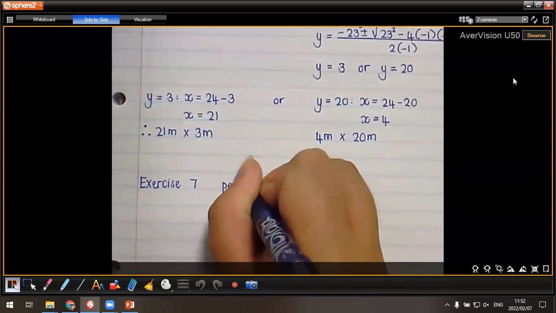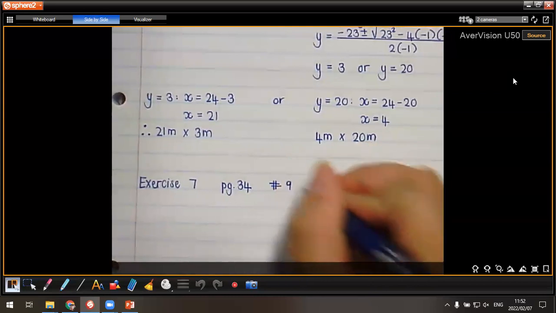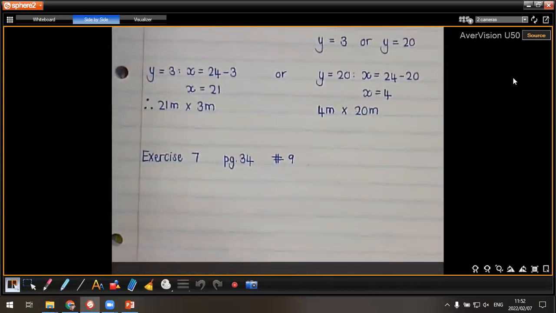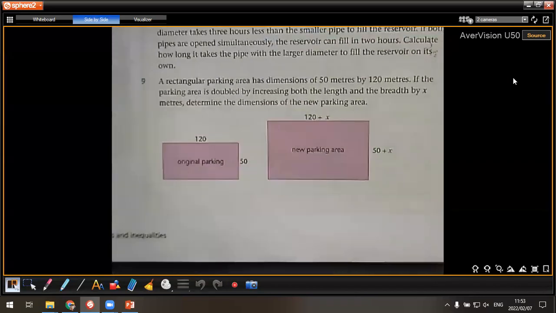On page 34, I want you to do number 9. And that is the only reason why number 9 is similar to this one, because it's again working with rectangles. So I'll put the question on the board. But we're not actually working with x and y this time, we're just working with x.